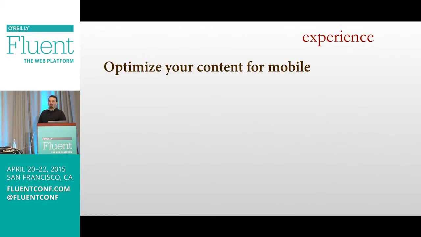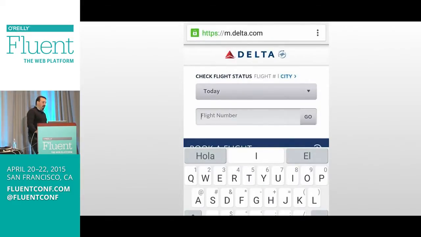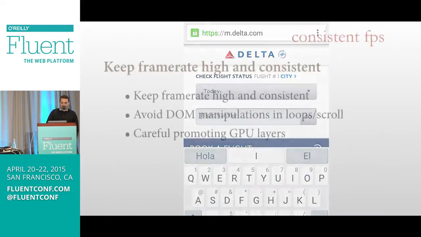Optimizing your content for mobile means that the user will perceive your website as faster. Again, Delta. Delta is asking me for a flight number, but the keyboard is not for numbers. So it needs, for me, more touches to get the number. So the final experience is worse.